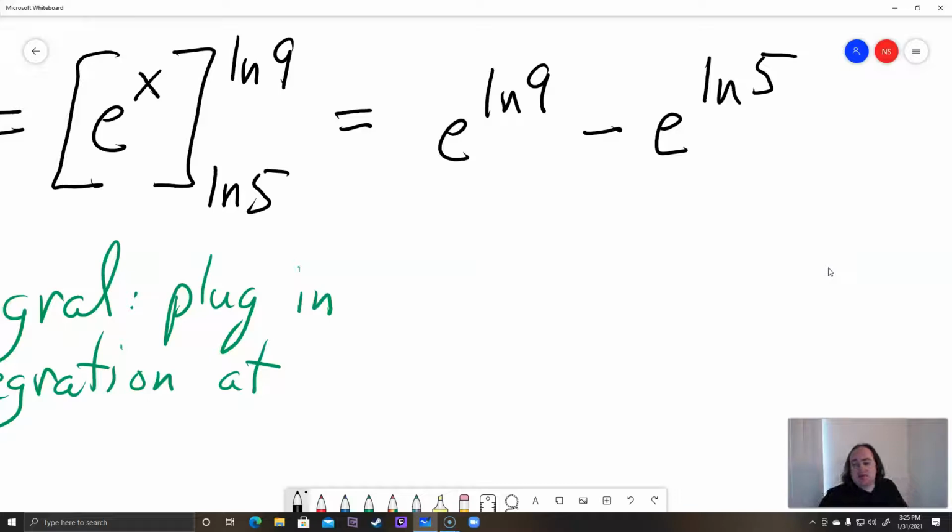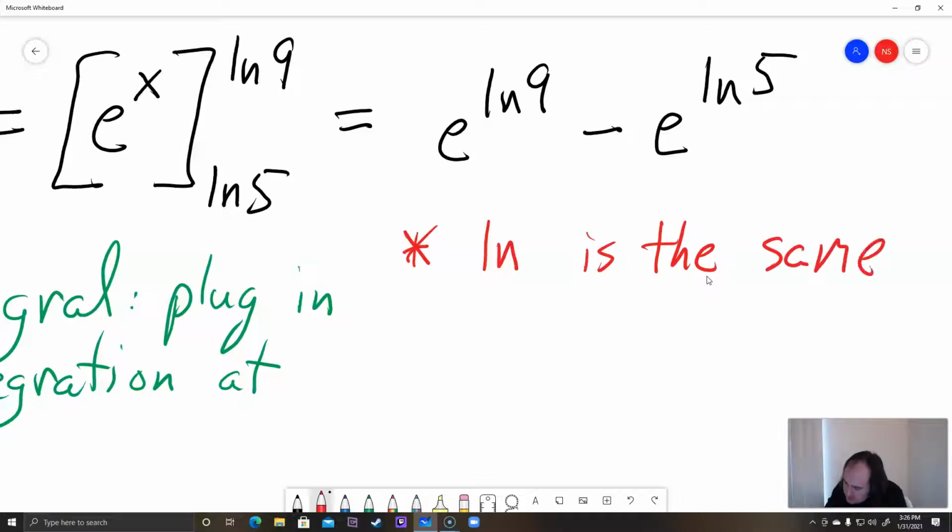Now, even though this is a super easy problem, one of the reasons I chose it is just in case you don't remember how logarithms and exponentials work. Remember that natural log is actually the same as log base e. That's just a little bit of stuff to remember that you might not remember from pre-calculus. So ln is the same as log base e.